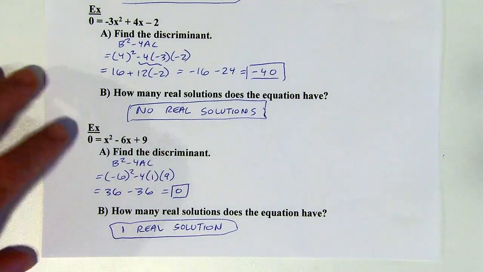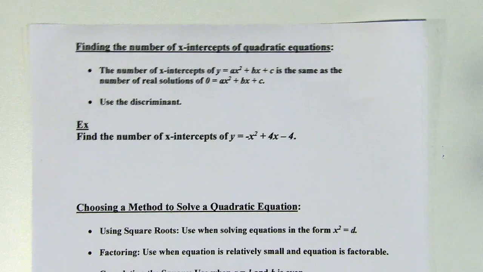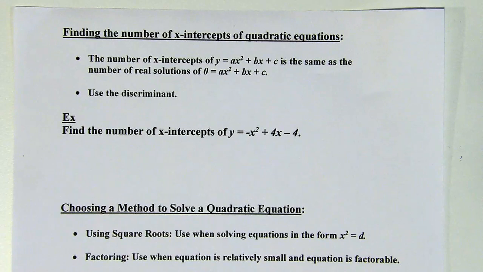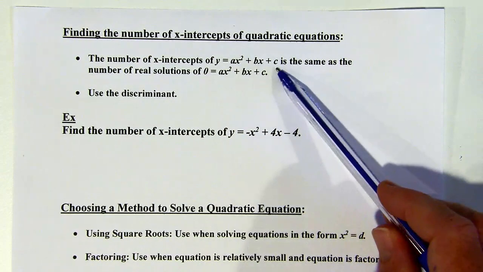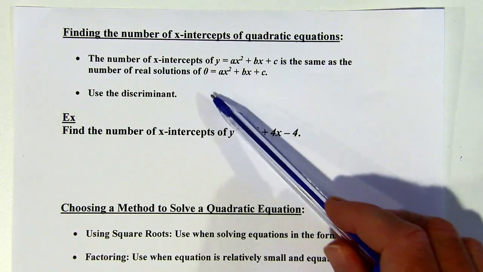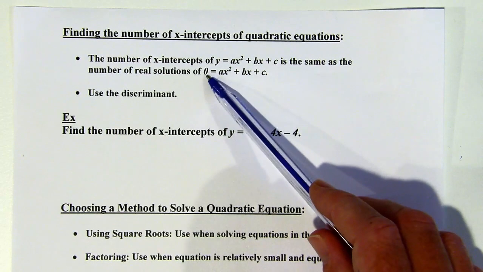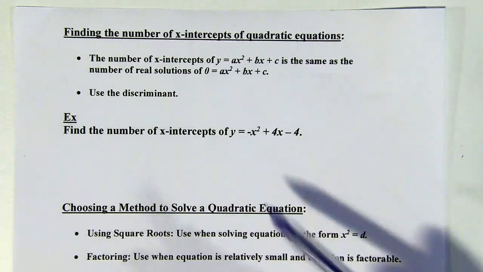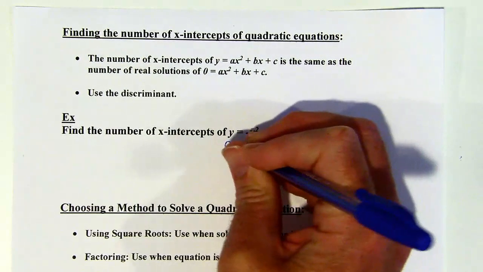Okay, last page here. Let's take a look. This says find the number of x-intercepts of a quadratic equation. To find the number of x-intercepts of a quadratic equation, what we can do is make sure we're in standard form like this, and then we can use the discriminant and just think, well, if y is 0, that's going to be where the x-intercepts are. Okay, so looking at this example, I'm asked for x-intercepts. Well, let's plug in 0 for y.